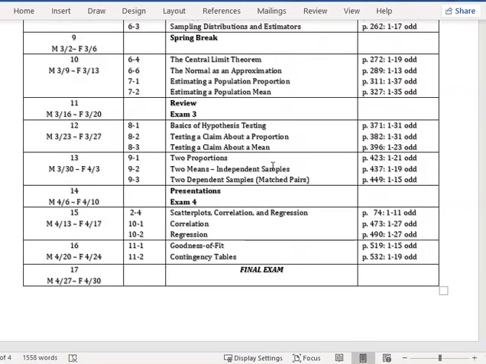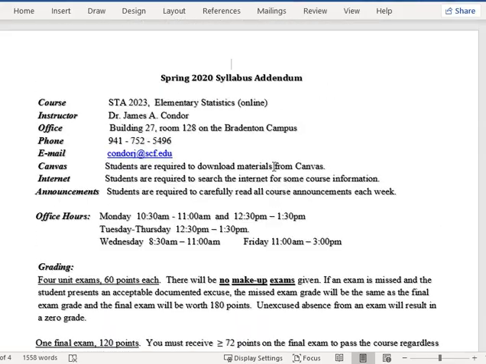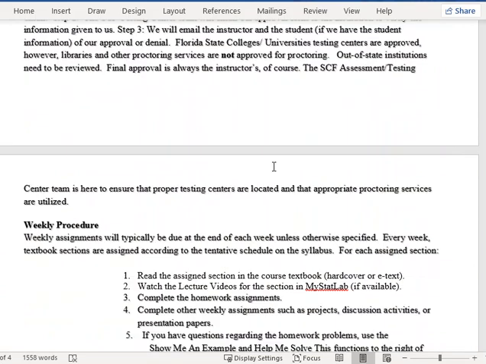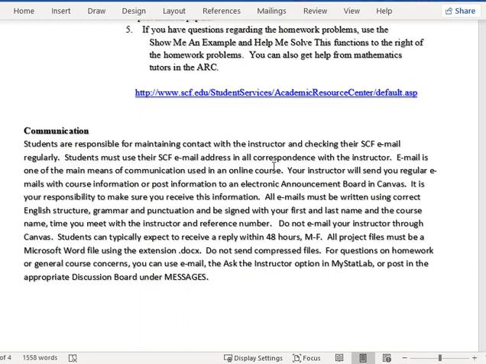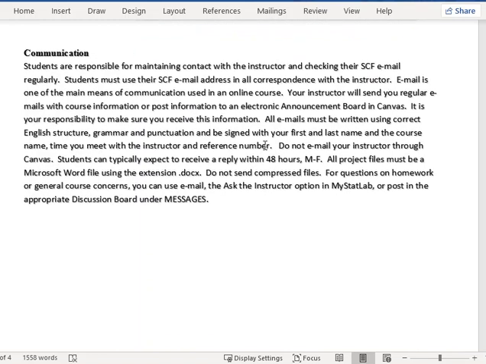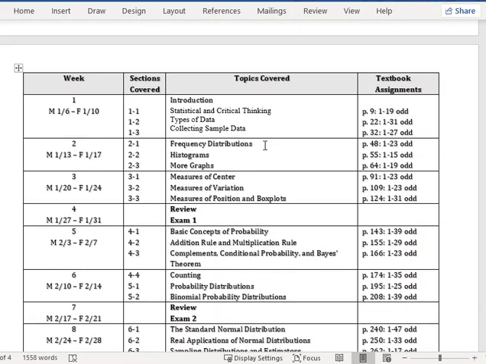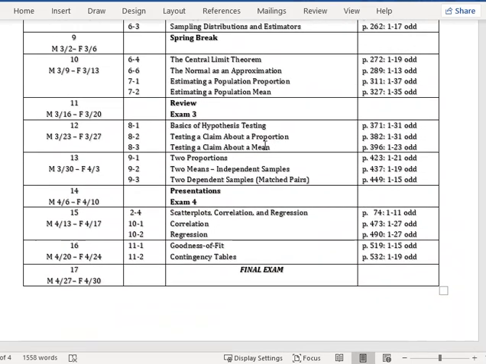And on the syllabus, this is the online syllabus addendum. But basically the same thing. Of course, the attendance policy is not going to be in play for the on-site course, but when we get on here, we've gotten through all this material already.